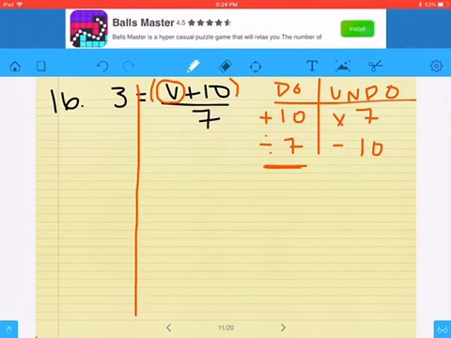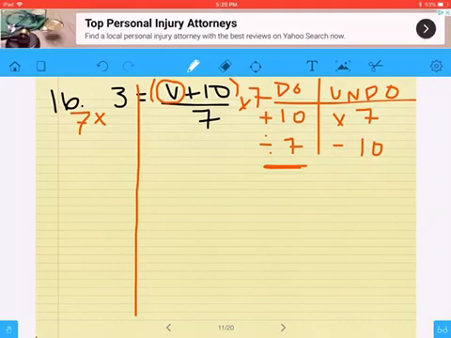Now to undo, we have to do it in the opposite order of what's being done, with the opposite signs. So what's being done last is divide by 7, so that's what we need to undo first. To undo, we multiply by 7. We're doing the opposite operation and in the opposite order. And then what's being done first is add 10, which means we need to subtract 10 in order to undo that. So let's go ahead and do that to our equation.